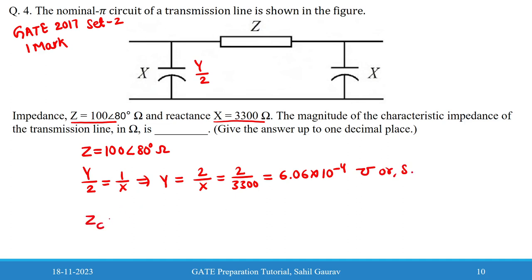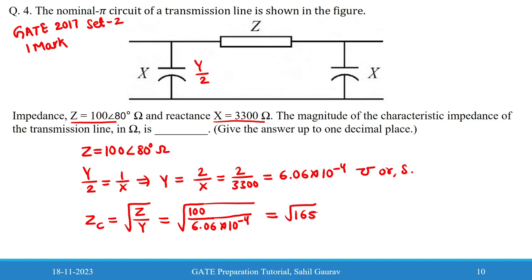So we know that characteristic impedance is the series impedance divided by the shunt admittance, and we will take the square root of that. So this is given as 100 and Y is given as 6.06 into 10 to the power minus 4, and this will be the square root of 1,65,000. So this will come out as 406.2019, so basically equal to 406.2 ohm.